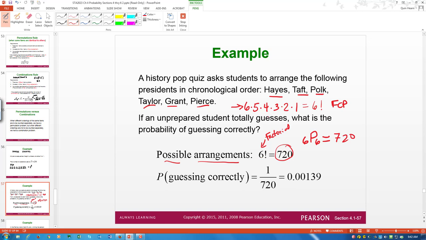But anyway, the probability then, only one of those arrangements is going to be correct, right? So the probability that they pick that one correct arrangement, you take 1 over 720, and it turns out to be 0.00139. So the harder probability problems are the ones where you first have to do a counting methods problem and then use that to get your probability answer. Okay.